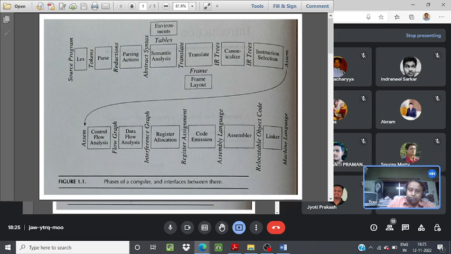From there, the source program goes to assembly. Again, from assembly to the machine language program, it goes through the following steps: control flow analysis, the flow graph, data flow analysis with the help of an interference graph, register allocation to store the data, register assignment, code emission, assembly language, assembler to linker, and finally machine language, and then the result comes. These are the various phases of the compiler and the interfacing between them.